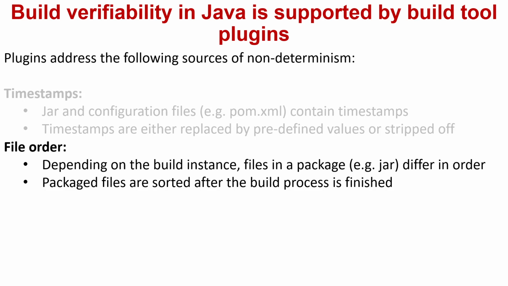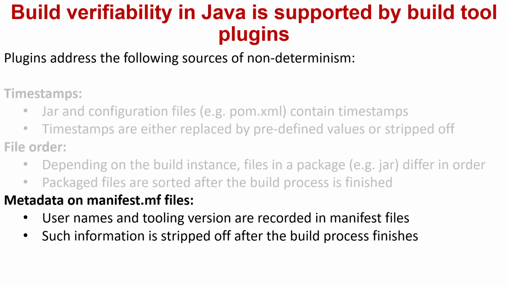Another source of non-determinism is the order of files that are archived inside deliverable packages, such as jar files. The existing plugins remediate this source of non-determinism by sorting the files after the build process is finished. Finally, the third source of non-determinism stems from the metadata written in manifest files, such as usernames and tool versions. These sources of non-determinism are interpreted by plugins that strip off the variant information after the build process finishes.